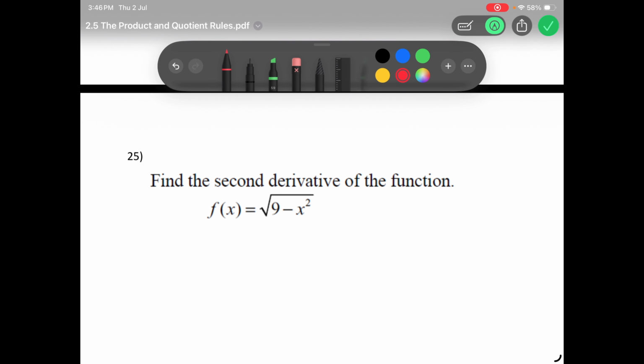So I prefer to convert this radical to rational exponent, so I can make f like that: 9 minus x squared all to the power 1 over 2. It will be easier than dealing with radical for the second derivative purpose.